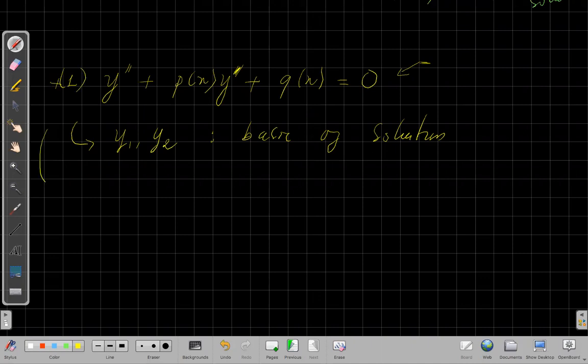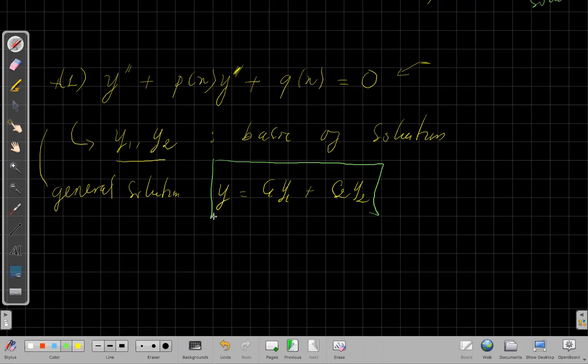And we have the general solution, which is a combination of the basic solutions. The general solution is the linear combination represented by y equal to c1 y1 plus c2 y2. This is the general solution for the second order homogeneous linear ODE.